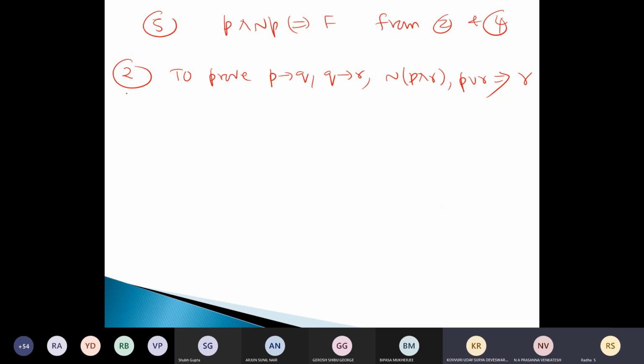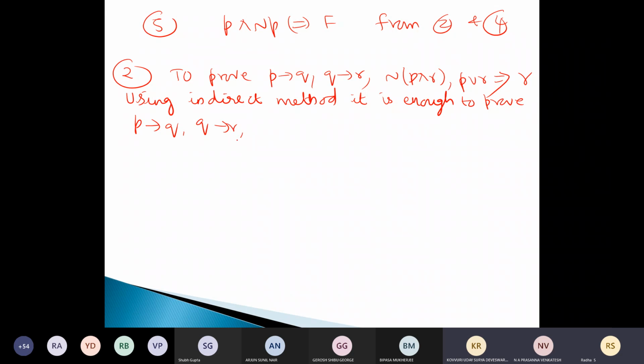So if you use indirect method, what you have to do? Take not R as a premise. Yes. So using indirect method, it is enough to prove P implies Q, comma Q implies R, comma not of P and R, comma P or R, comma not R is equivalent to false. All these statements together is a contradiction. Okay.